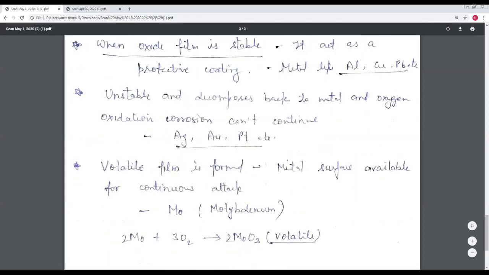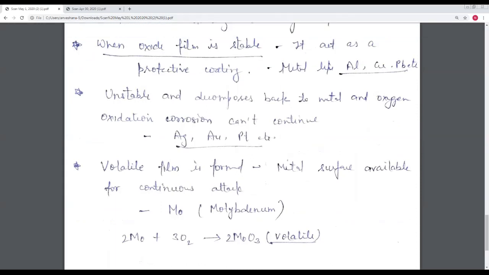And the third type of layer is called the volatile layer. Volatile layer means कि layer बनी और वो वेपर हो खत्म हो गई. तो मेटल सरफेस अवेलेबल फॉर द कंटिन्यूअस अटैक. इट मीन्स क्या, कि बन रही है और जा रही है, तो इसका मतलब कि वहाँ पे बार बार उसको ऑक्सीजन को अंदर आने का टाइम मिल रहा है. तो when the metal surface is available for the continuous attack, a volatile film is formed.